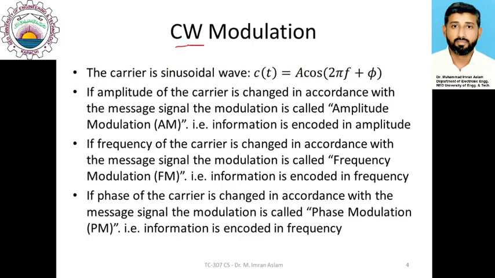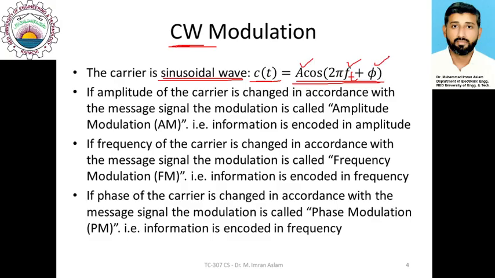CW modulation or continuous wave modulation, where we use a carrier of sinusoidal wave. So let us assume that our carrier is given by this simple expression a cos 2 pi ft plus phi. So sorry, I missed the t, I will correct it in the final version. So a cos 2 pi ft plus phi, so there should be t here. So you can see that it has amplitude, frequency and phase.